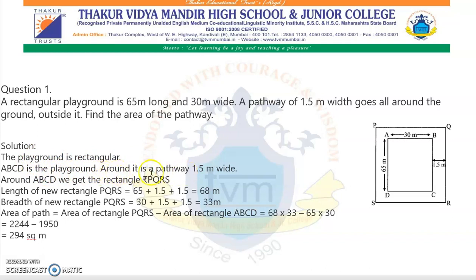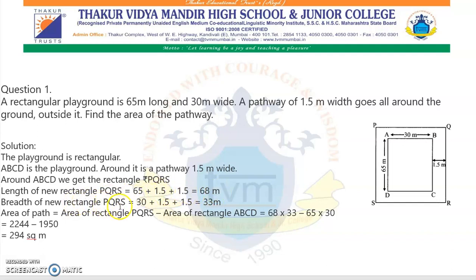ABCD is a playground. Around it is a pathway 1.5 meter wide. Around ABCD we get what rectangle? PQRS. Therefore, length of PQRS will become 65 plus 1.5 plus 1.5. Why does it become plus 1.5 plus 1.5? Because from both the sides it is how much wide? 1.5 from here and 1.5 from there. So, in length 65 plus 1.5 plus 1.5 equal to 68 meter.